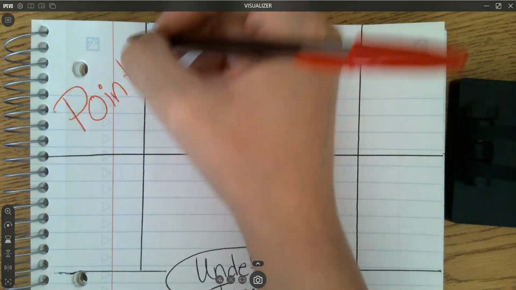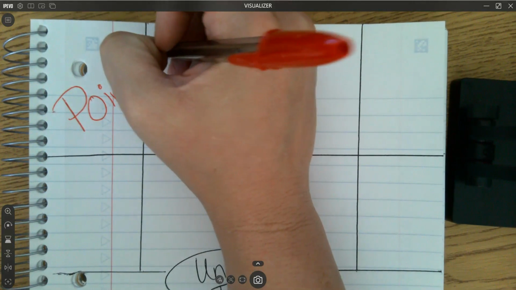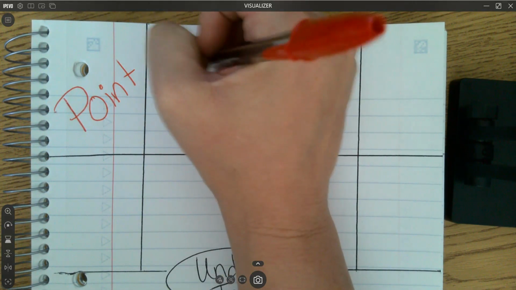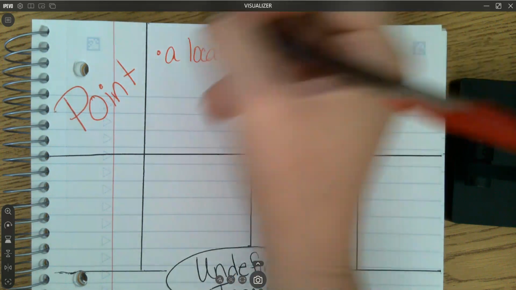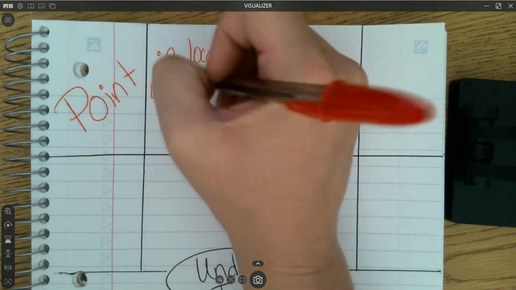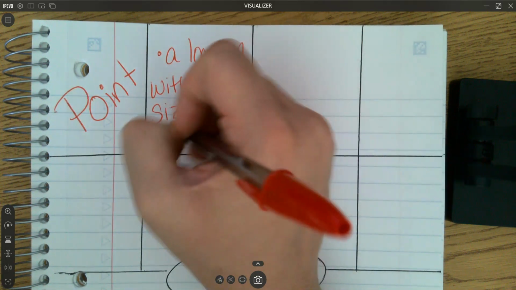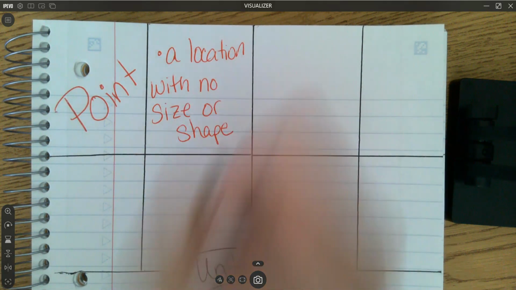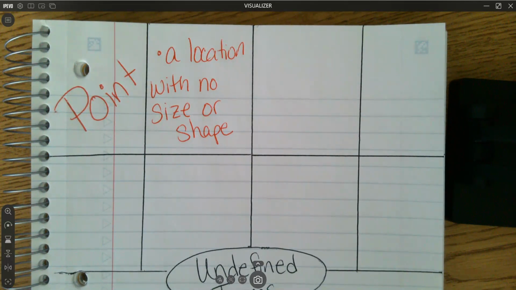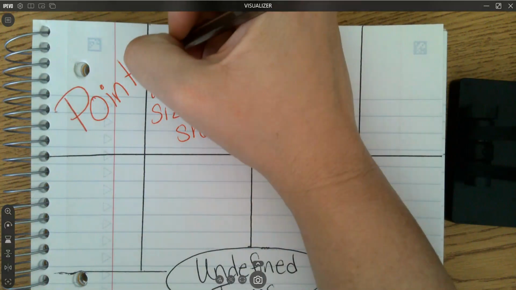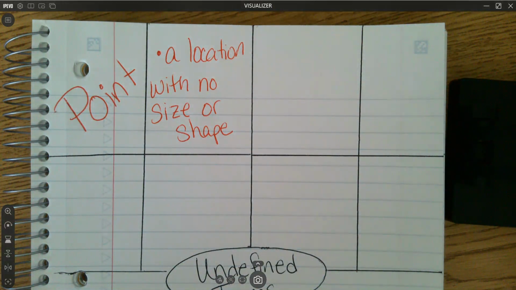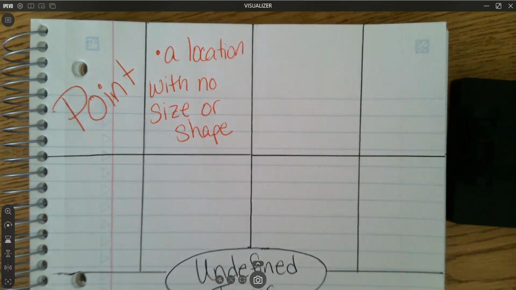And so how he described a point is a location with no size or shape. Very abstract, right? So there's not a clear definition of this is what a point is. So he kind of made it up. He said, okay, for us to be able to do all this geometry that you're going to be doing with me this year, we have to start with a point.